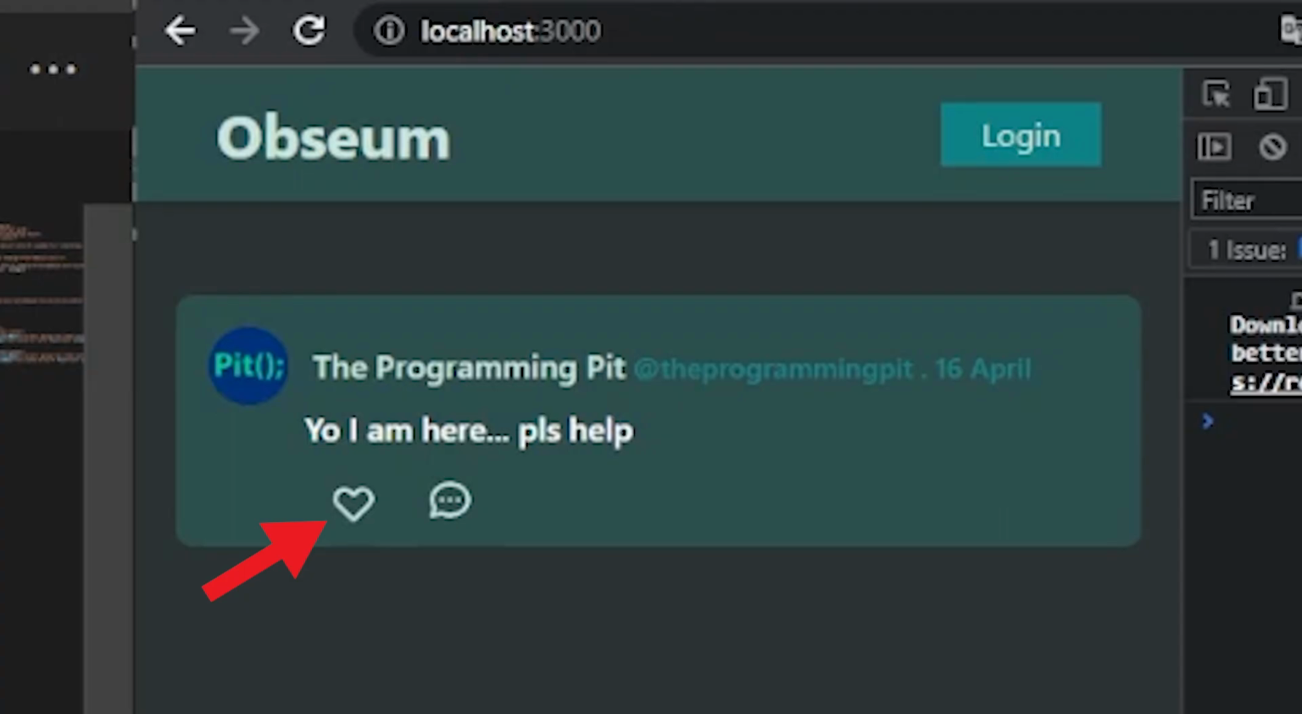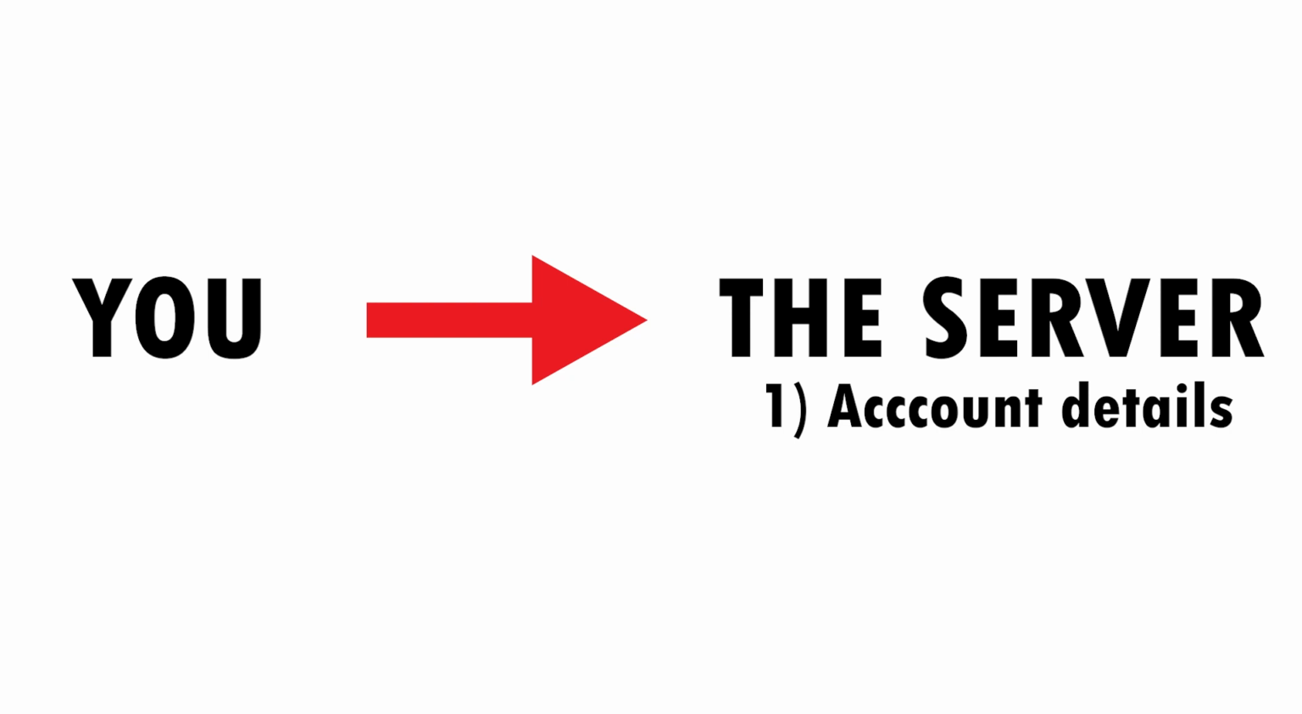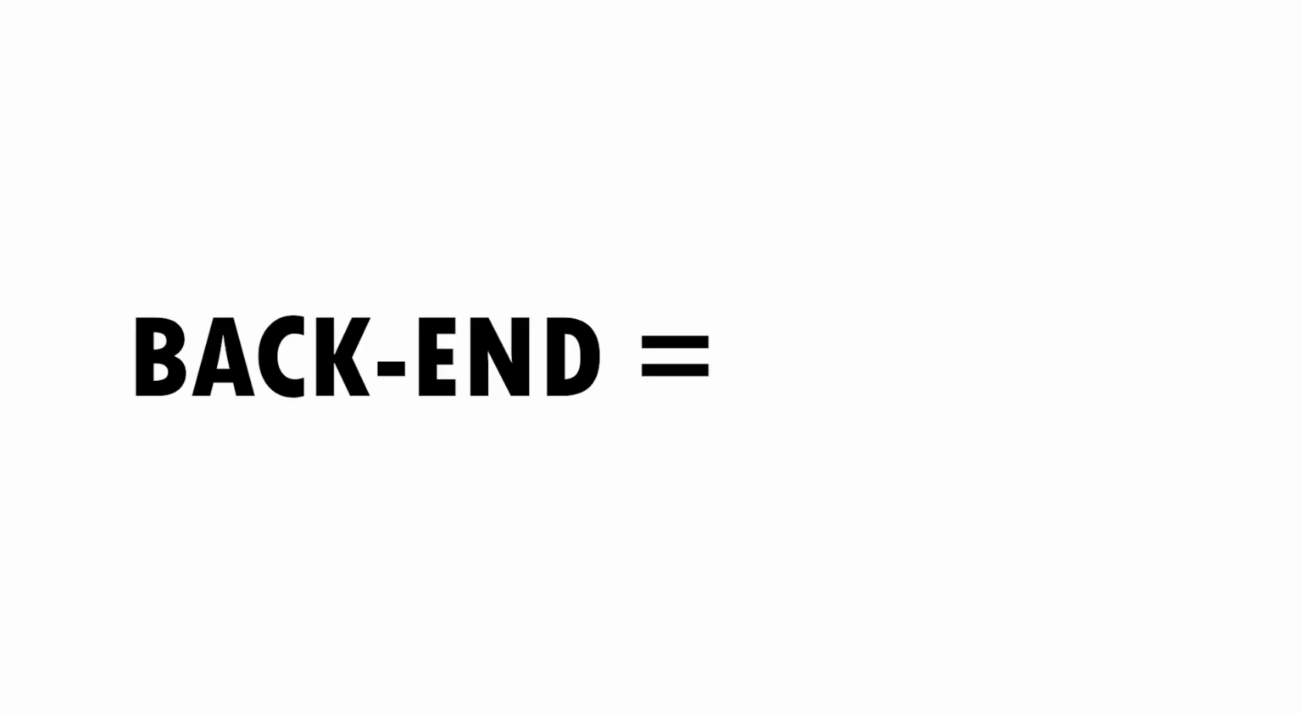So the backend. You see that there are some colorful buttons and posts, but they do not do anything. You cannot log in or write a post or get other people's posts. To do that, you need to connect to a server where you can log in and access your account. And also, that is the place where all people's posts will be stored. Wow! And when I hear backend, I say Firebase.